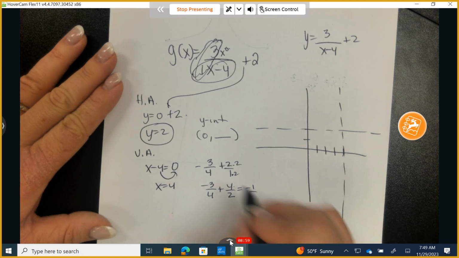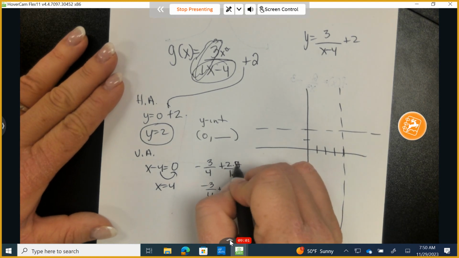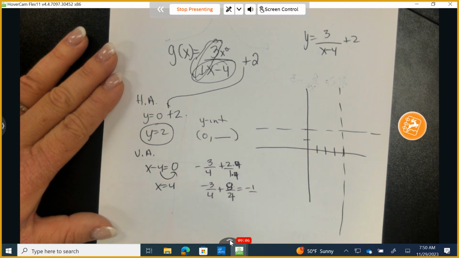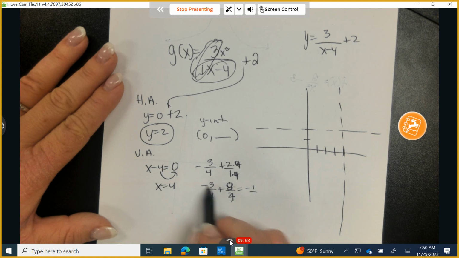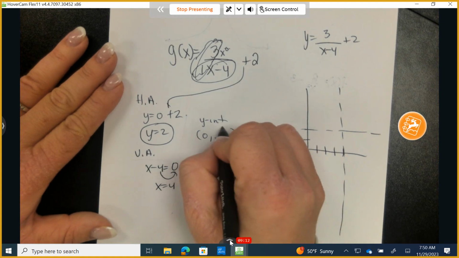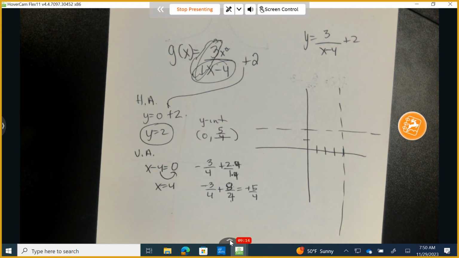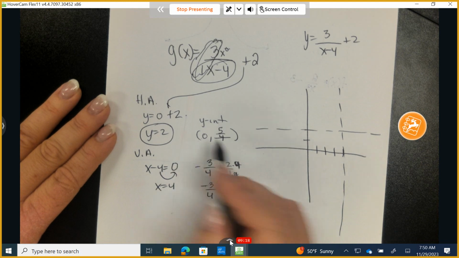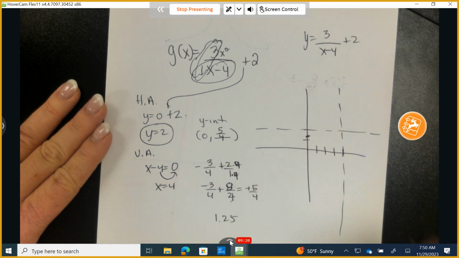Over, did I just do that wrong? I meant to be over 4. Goodness sakes, I'm trying to rush here and making mistakes. Let's go like this. There we go. That still is equivalent to our 2. So this is going to give me a positive 5 over 4. Positive 5 over 4, I know, is 1.25. Okay, so I'm going to go 0 and 1.25, right about there.